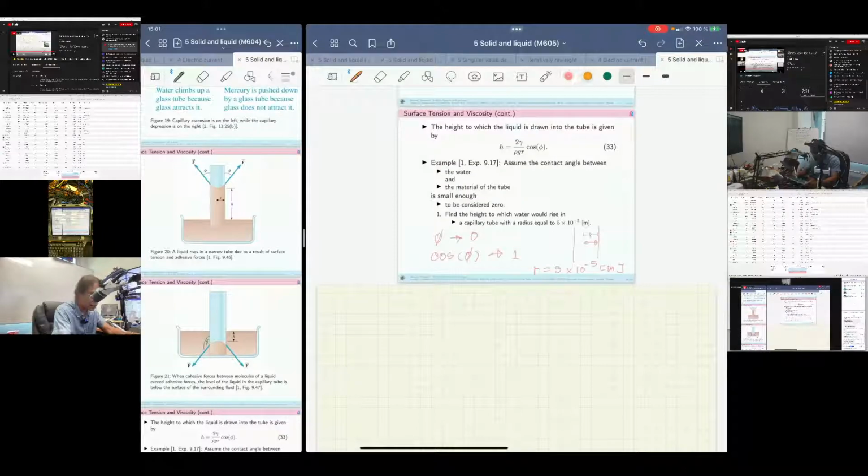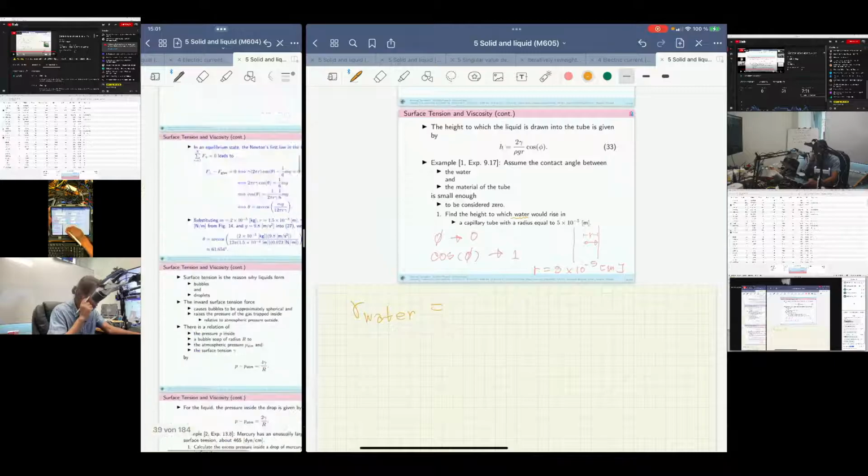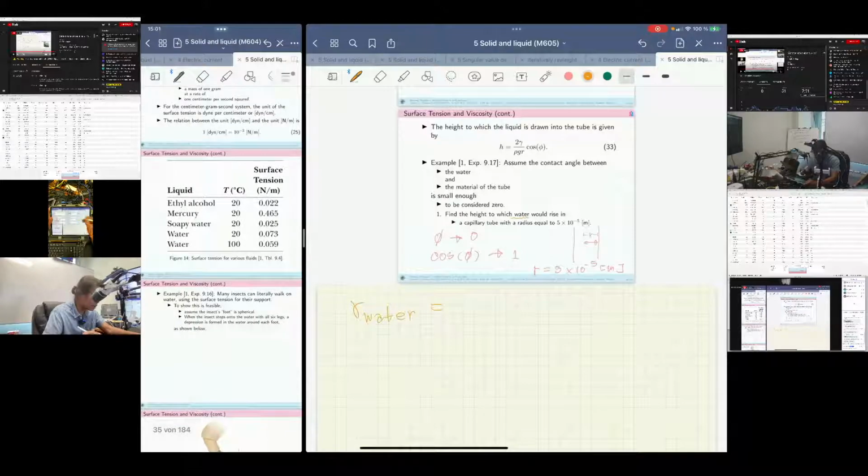They say they consider water, right? So we have to use gamma water. When they don't say any temperature, it means that we have to pick up the value at room temperature, which is 20 degrees, right? Surface tension of water at room temperature, 20 degrees Celsius, is 0.073 Newton per meter, right?